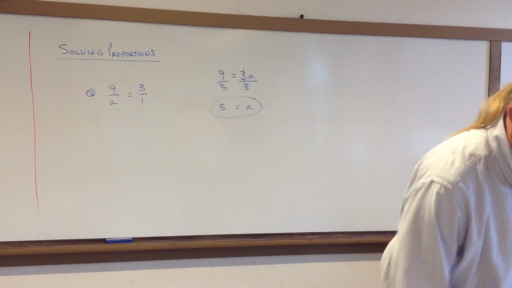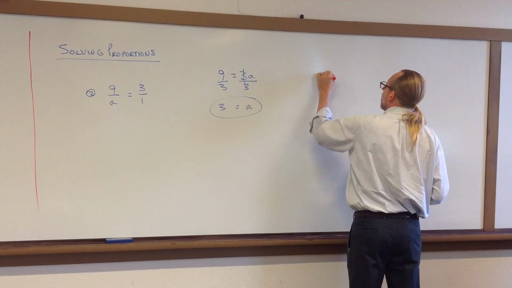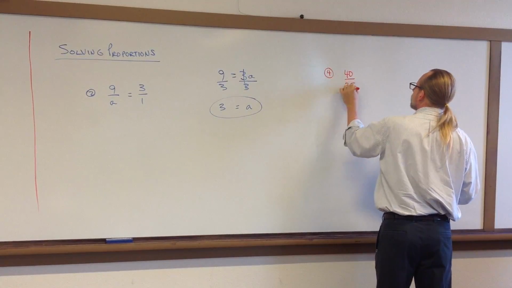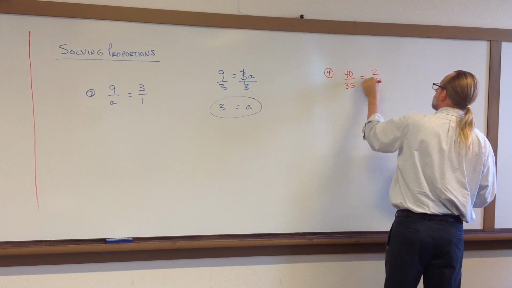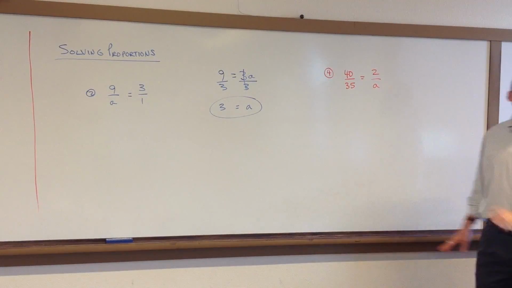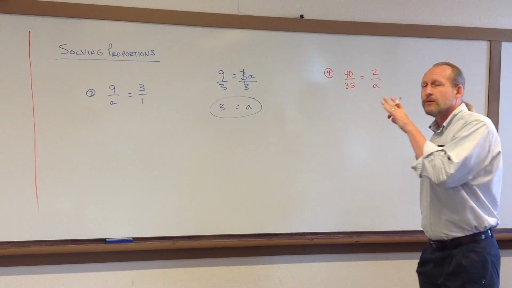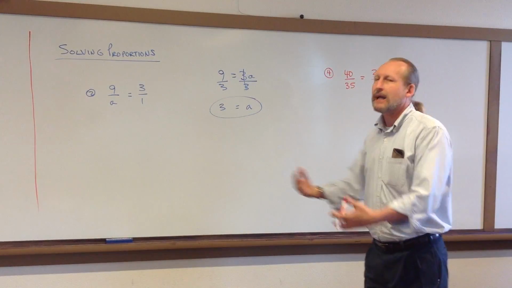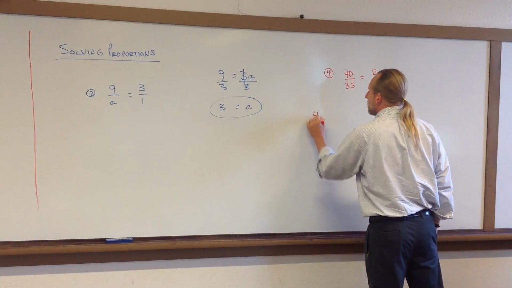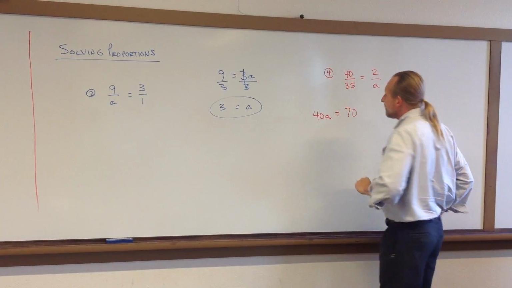Problem 4 is also pretty straightforward. We start out with 40 over 35 is equal to 2 over a. So the first thing I'm going to do is to solve this by cross multiplication. And again, this is the standard method. You can always fall back on this. It'll always work. It's pretty straightforward. You go 40 times a is 40a. 2 times 35 is 70.